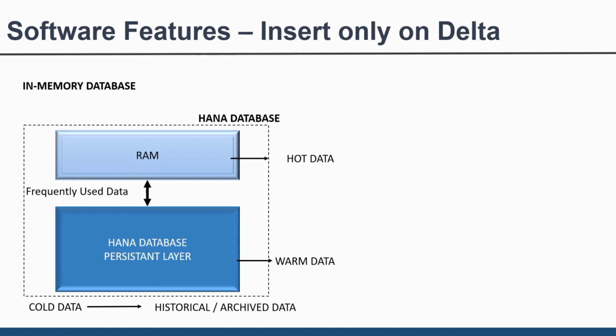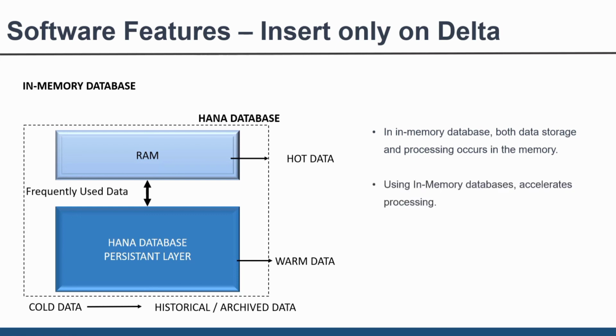So depending upon the usage of data, SAP handles the data in 3 different temperatures: hot data, warm data and cold data. With an in-memory database, the data storage and processing happens within the memory, and using an in-memory database helps us to increase the speed. Data temperatures are created according to the usage of the data. Up to this point this is fine.